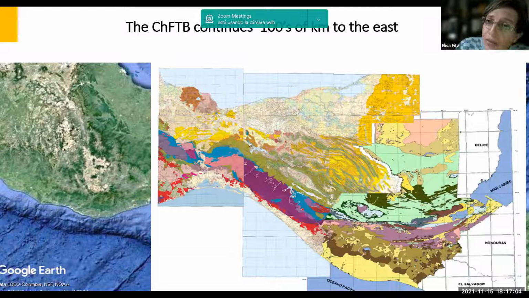Similar rocks to those exposed in this region have also been reported in some boreholes in this region of Mexico, in such a way that this feature is not only regionally of tens of kilometers, but has a length of about 500 kilometers and a width perhaps of about 100 to 200 kilometers. So it's not little.